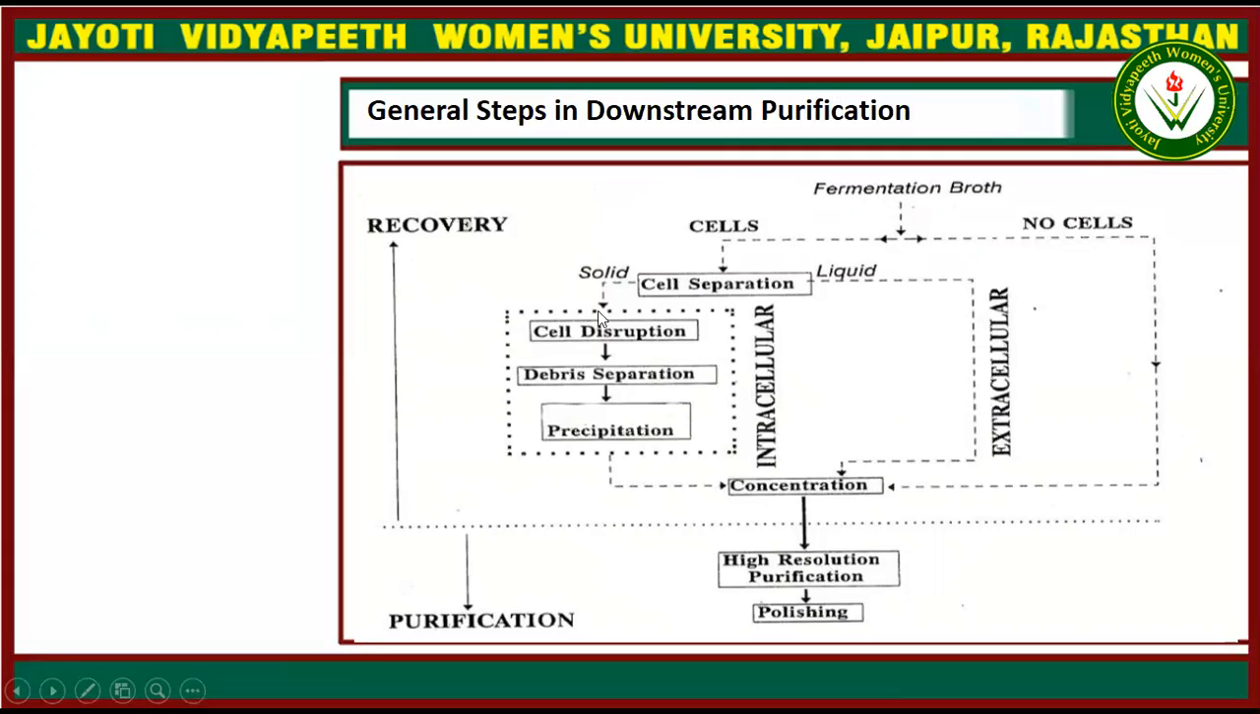But the intracellular materials are first recovered, then the cells of the intracellular materials are disrupted using some mechanical, enzymatic, and chemical methods, and the debris is then separated and precipitated and then concentrated. Then they are separated using high resolution purification techniques. Then the products are polished and sent to the market.